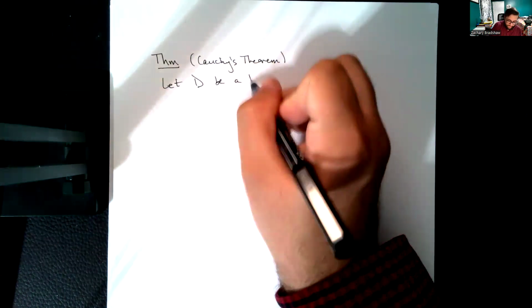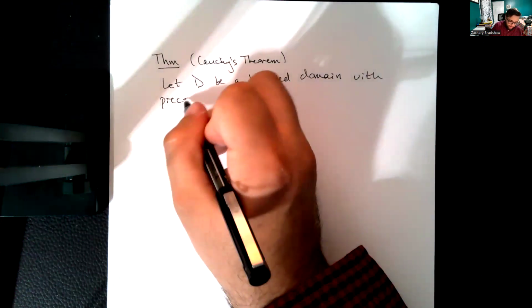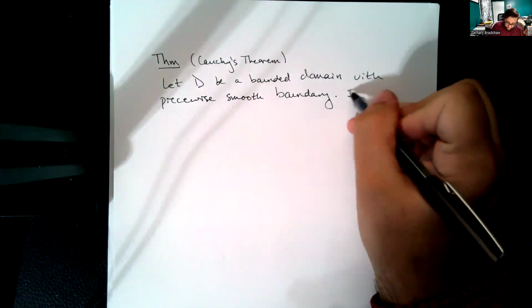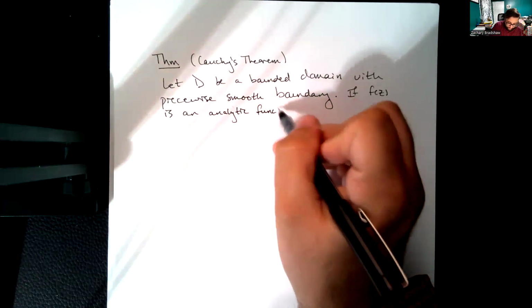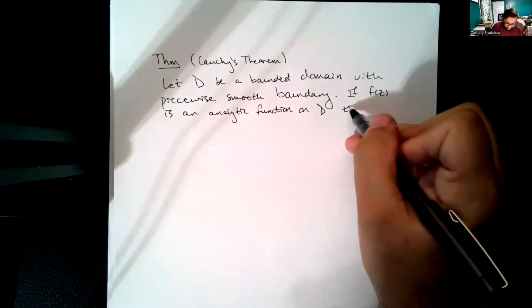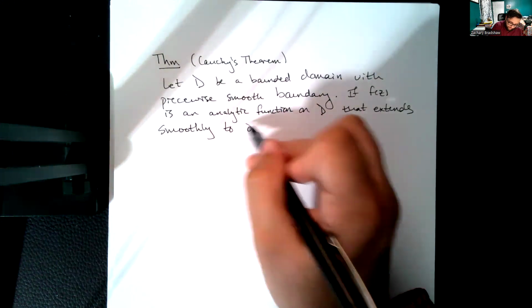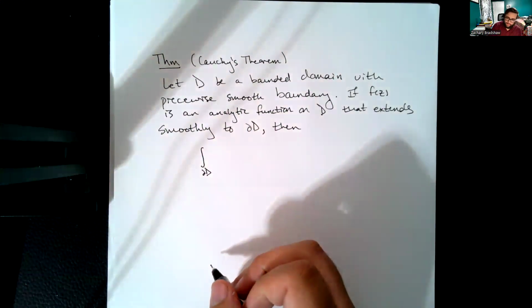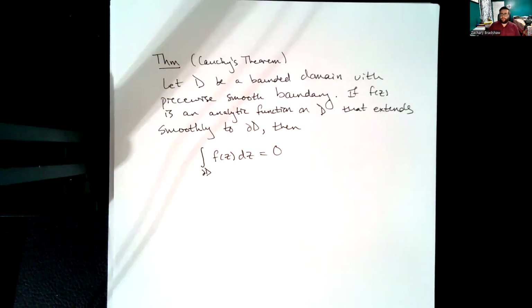So here's Cauchy's theorem. We let D be a bounded domain with piecewise smooth boundary. If f of z is an analytic function on D that extends smoothly to the boundary, then the integral along that boundary, so the boundary is a closed curve, is exactly equal to 0.